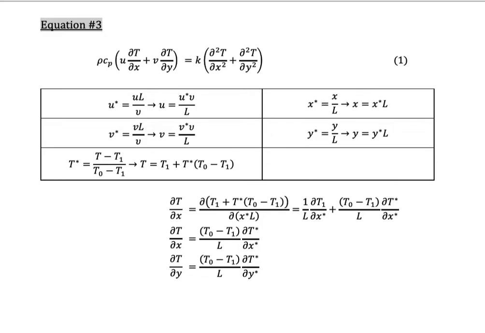Okay, so we have equation number 3 here. So we have this equation, and I think you know what to do. We have the dimensionless parameter here, and then we substitute. I think these are the notes on how to get the value of dT/dy. For example, we have dT/dx, so we substitute the T here.